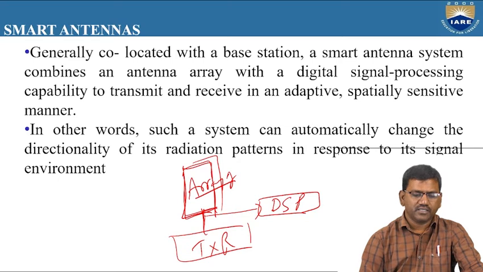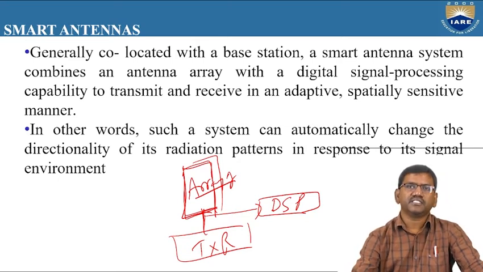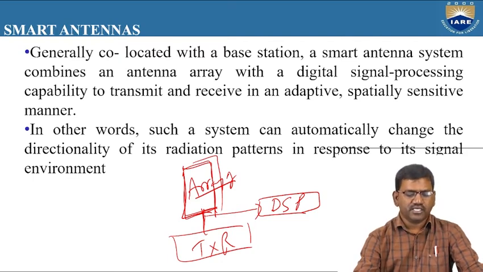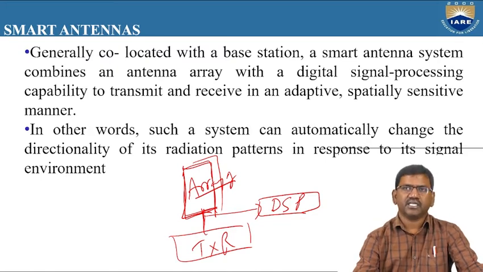So here, a smart antenna system, as shown in the figure, contains a base station. A smart antenna system combines an antenna array with a digital signal processing unit to transmit and receive in an adaptively spatially sensitive manner. So in other words, this smart antenna system is a dynamic system. That means it will change the directionality of its radiation pattern in response to its signal environment.